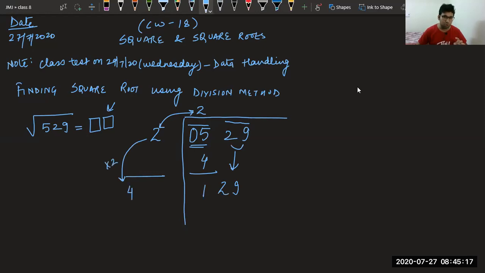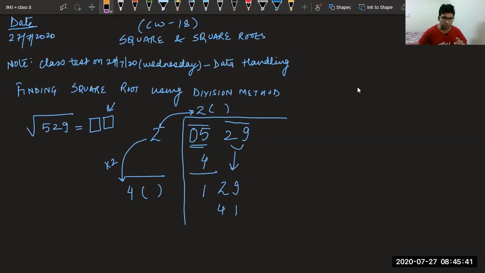Okay. Now tell me which number you will take now, which will make this near 129. Let us see. If I take 1, what will happen? 1 one is 1, 1 four is 4. It is a smaller number. It will not work. Let me take the next number.